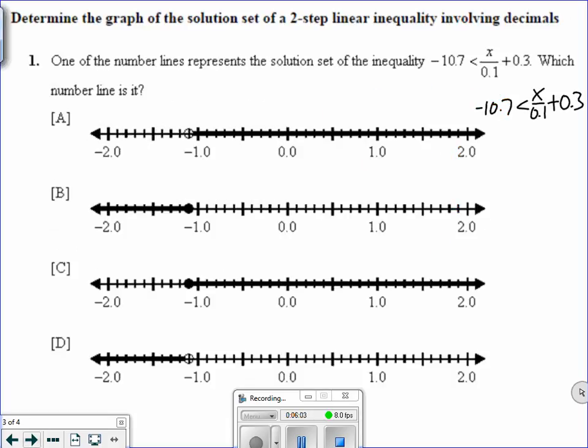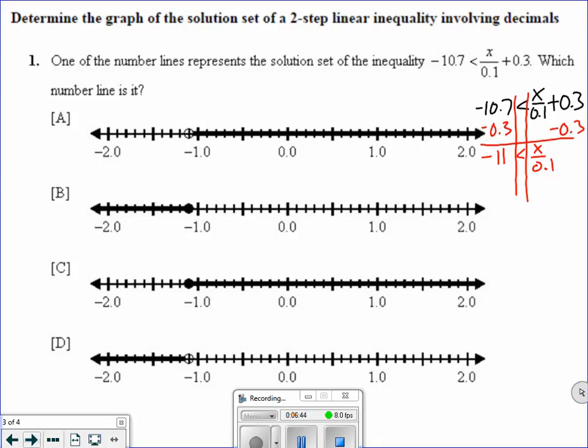All right, moving on here to some with decimals. Same idea, you're just dealing with some decimals here. So negative 10.7 less than x divided by 0.1 plus 0.3. I'm going to put my lines on my inequality symbol to separate the sides of my inequality. First thing I'm going to do is subtract the 0.3 from both sides. Now when you take negative 10.7 minus 0.3, you are going to get negative 11. It's still less than. We have x over 0.1.